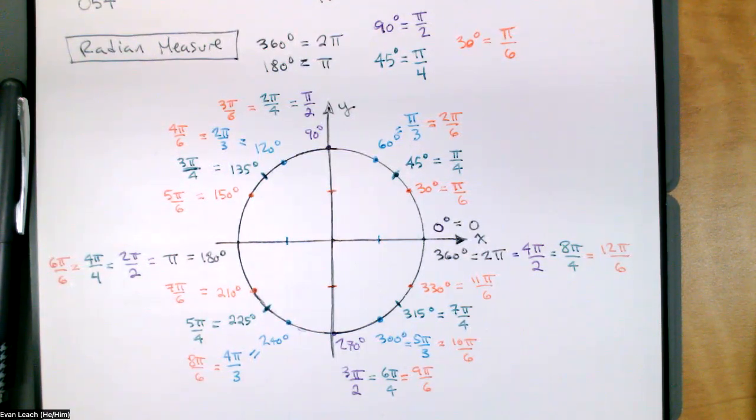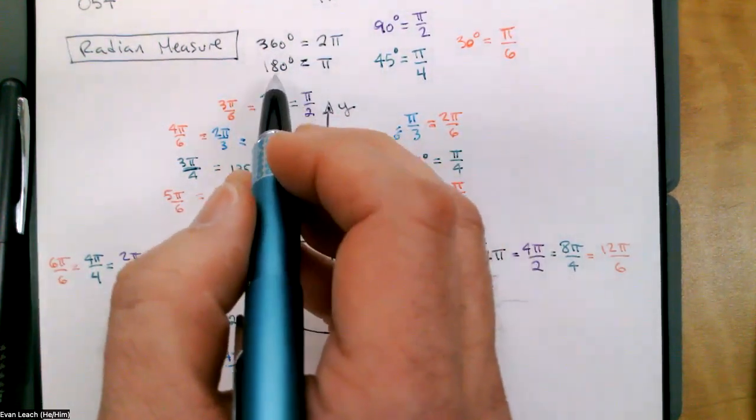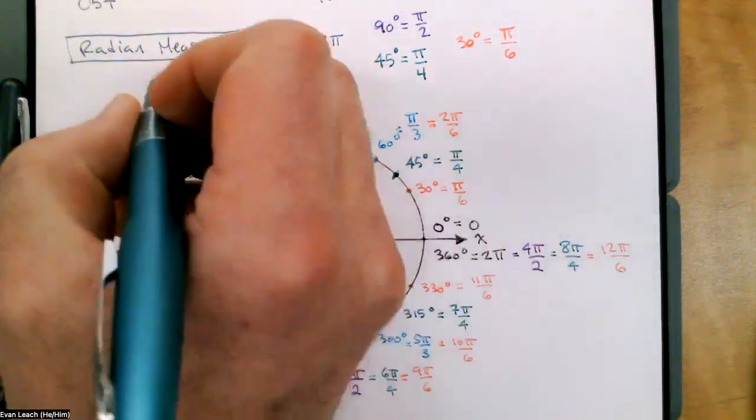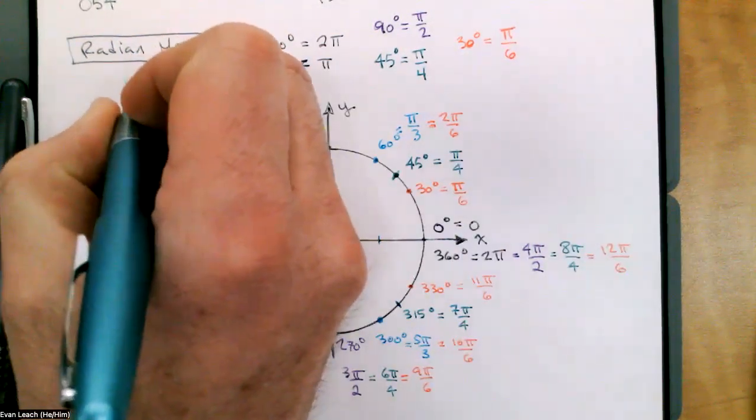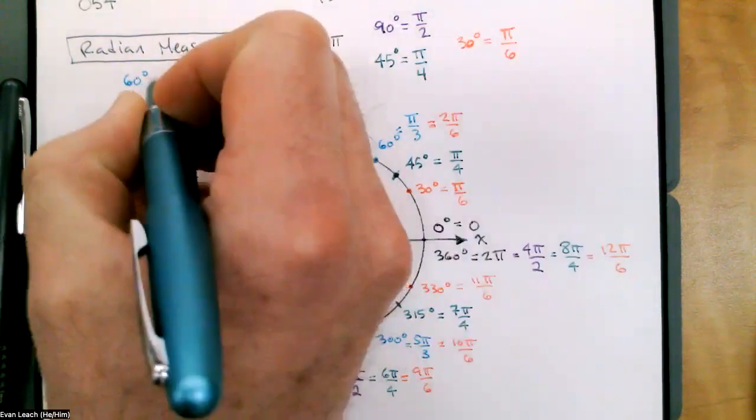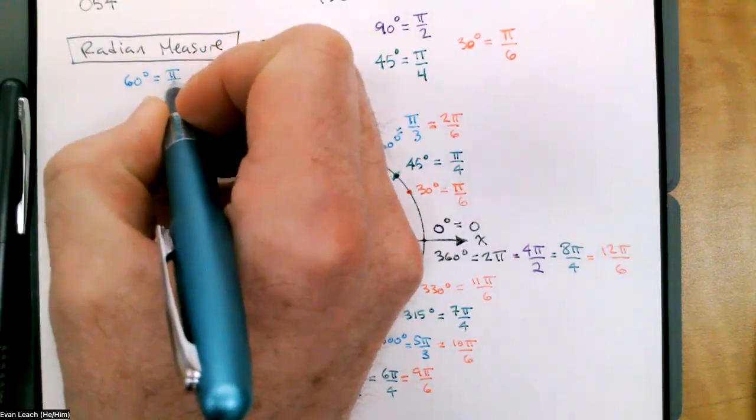While we were going around with the 30s, we landed on all the 60s as well. I'm going to take the 180 and I'm going to get my 60 from this. If I divide 180 by 3, I'll be at 60. And if I divide pi by 3, I'll get pi over 3.